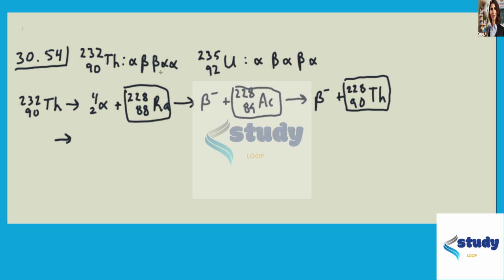Then we have an alpha. So again, we go back to subtracting 4 and 2 from the weight and charge numbers respectively. Now we have, as you might imagine, just a different isotope now of radium. 88.